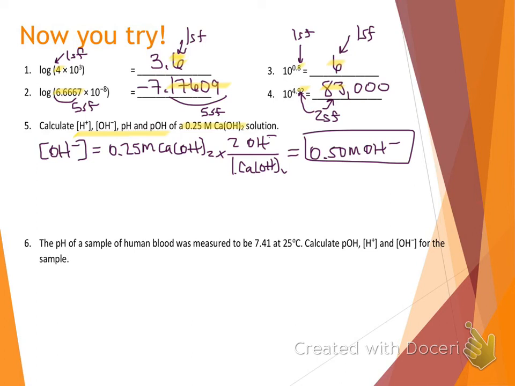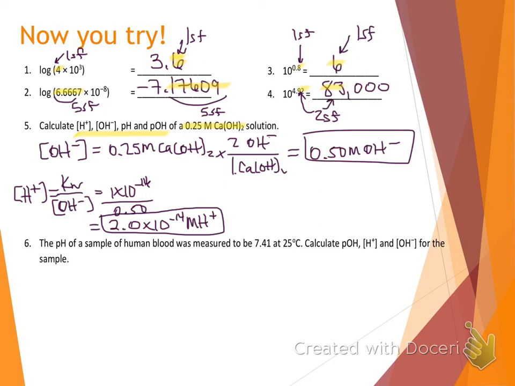So since there are 2 OH minuses for every 1 calcium hydroxide, that OH minus concentration is going to be 0.50 molar. Well, we know that given OH minus concentration, we can find H plus using our Kw expression. Rearranging that to solve for H plus, we get Kw divided by our OH minus concentration. So 1 times 10 to the negative 14 divided by 0.5, that gives us an H plus concentration of 2.0 times 10 to the negative 14 molar. We can definitely see that this is a basic solution because we have so much more OH minus.